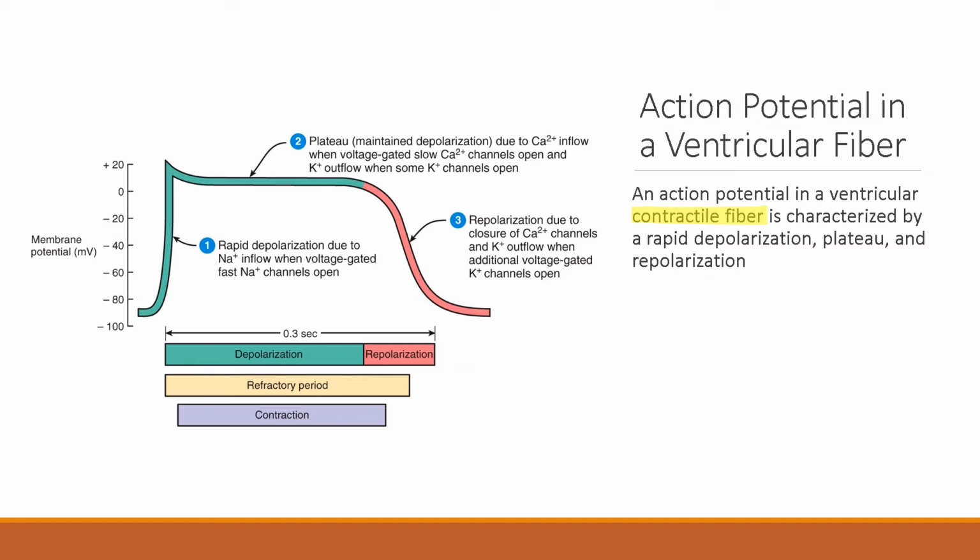So in a contractile fiber, this is how an action potential occurs, this picture on the left. At number 1, we have our depolarization phase. This is very different from those autorhythmic fibers that we just looked at. The contractile fibers have a different type of action potential. Unlike the autorhythmic fibers, contractile fibers do have a stable resting membrane potential, and it's close to -90 millivolts.